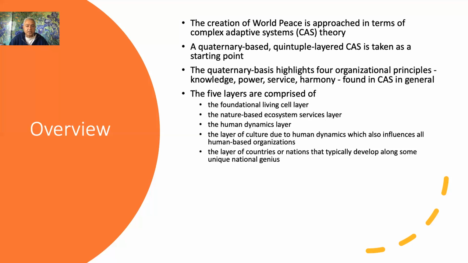The human dynamics layer, which is typically what a system might be modeled around. And then 2 subsequent layers, that of culture due to human dynamics, which then obviously also influences human-based organizations. And finally, the layer of countries or nations that typically develop along some unique national genius. In this model, the interaction of these 5 layers is seen as fundamental, and that's in fact what the simulation is based on.